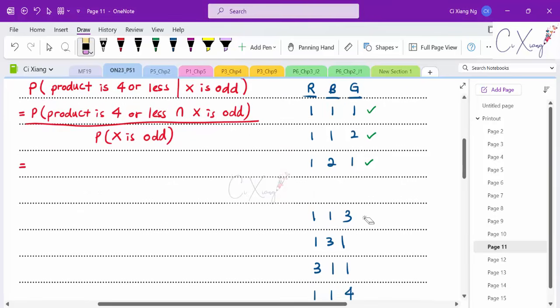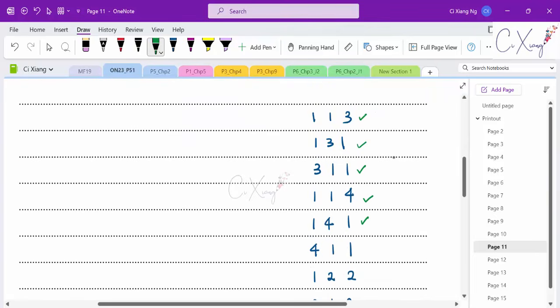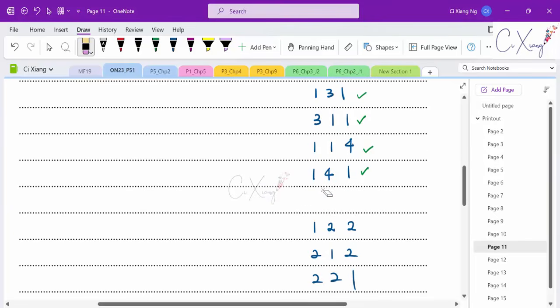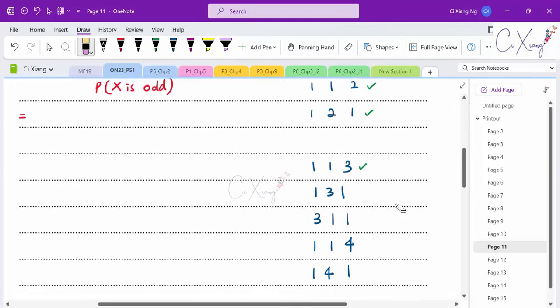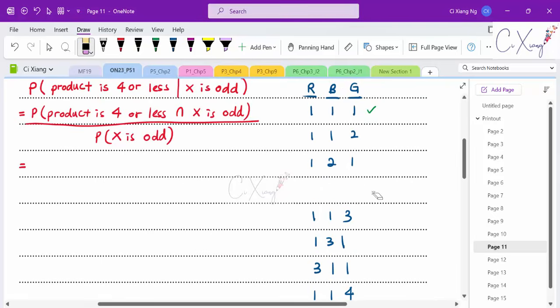Okay, then fifth case, red color odd number, correct? Odd number, correct? Then these two also correct. And again, this one you can see that the red color is equal to 4, which is not an odd number. So I don't want the case anymore. Then continue further. This one, red color is odd number. These two, the red color is equal to 2, which is not an odd number. So I also remove it from our consideration. Alright, so eventually, these are all the possible cases that fulfill the case where product is 4 or less intersect with the odd number.